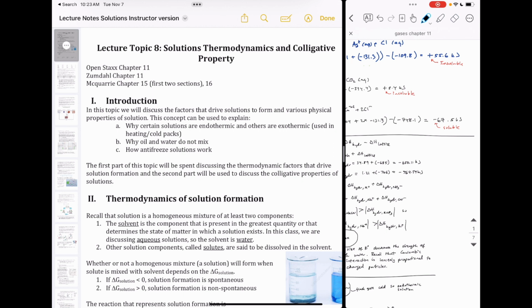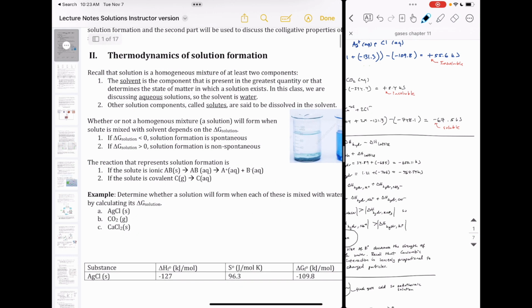And the idea here is we want to start in the first half of the chapter to explain how solutions form. So when you mix two things together, a solid and a solvent, how do we predict whether those two components will mix or not? So let's take a look at the thermodynamics of solution formation, or the energetics of solution formation, right? How can we use free energy to help explain whether a solution forms or not?